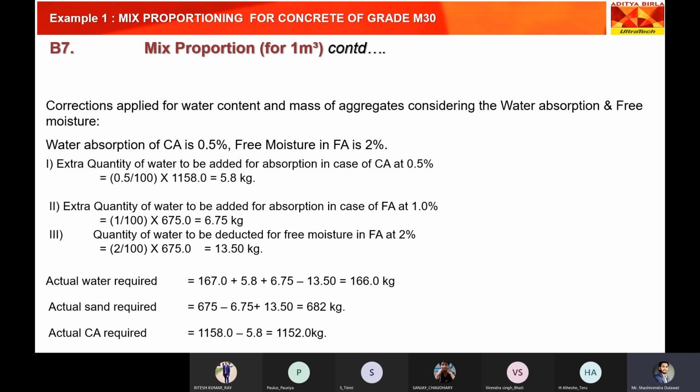Similarly, the actual sand required is 675 minus 6.7 plus 13.50, which is equal to 682 kg. So the actual coarse aggregate required is 1158 minus 5.8, which is equal to 1152 kg. So this is the actual value of water, sand, and coarse aggregate.